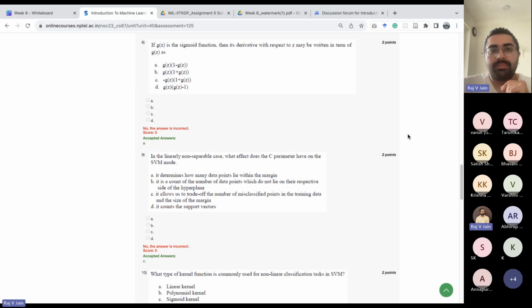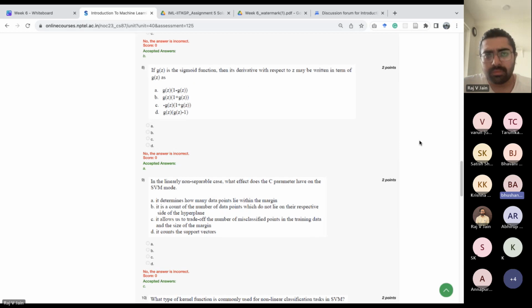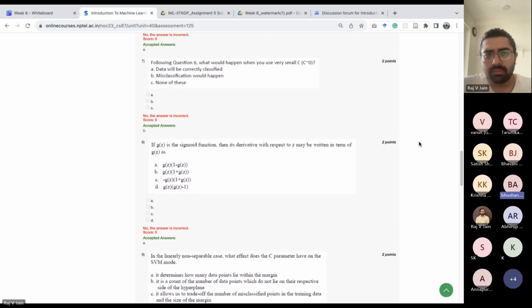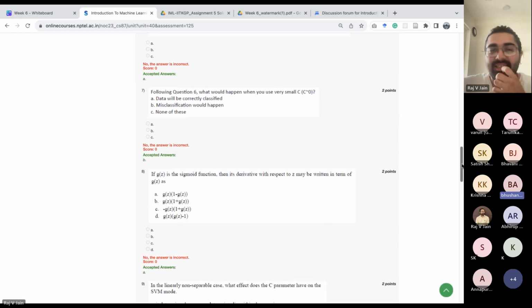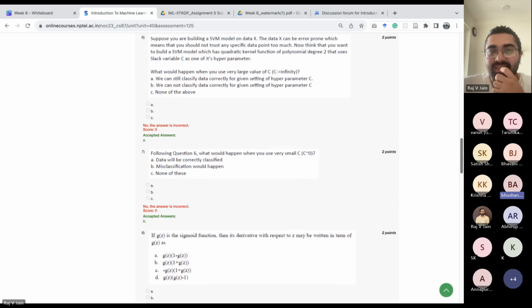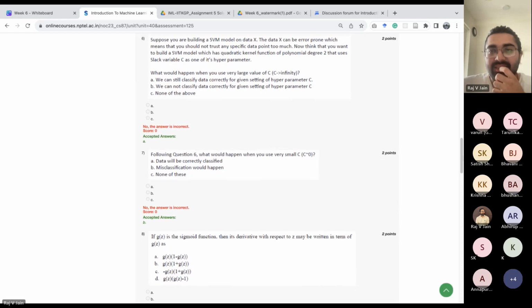The multiple choice in question 7, C is equal to 0, misclassification would happen. The wording is very broad. Misclassification would always happen in many cases. I got everything is correct here, but nothing is crisp. Misclassification will not happen means it'll be overfitted data, highly overfit data.